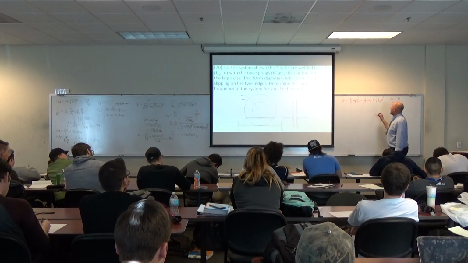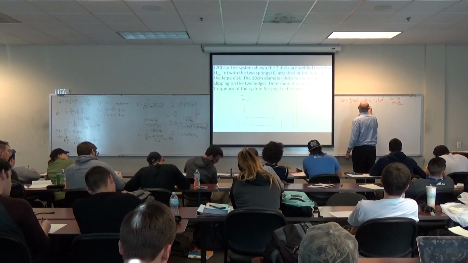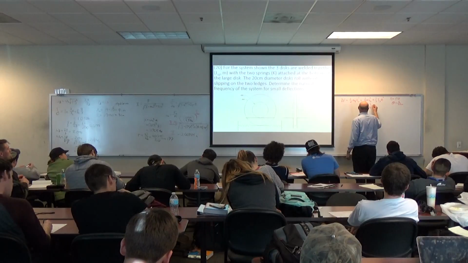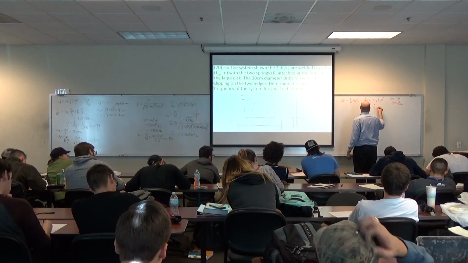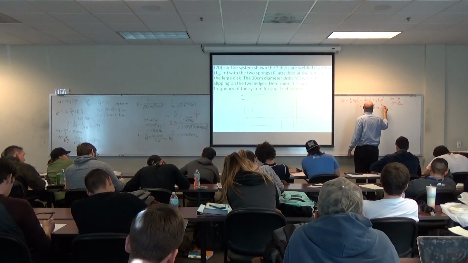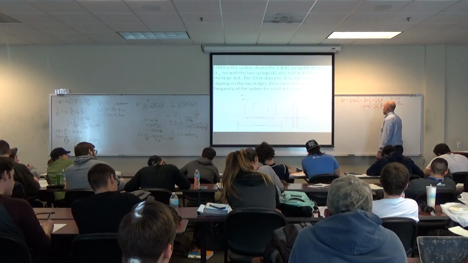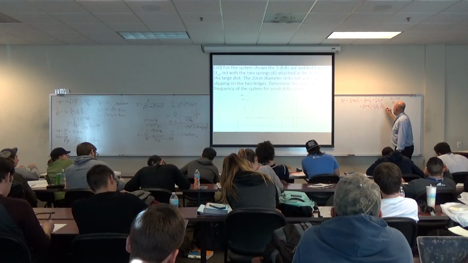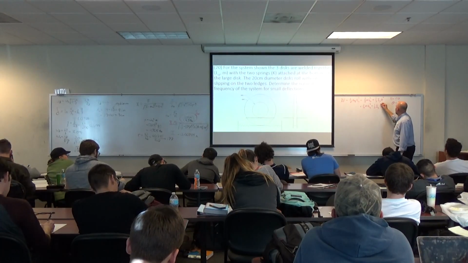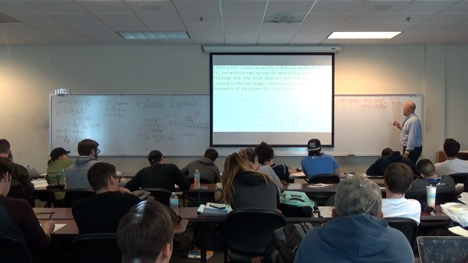And so we can plug things in. It's 1/2 M X_CG dot squared plus 1/2 J_CG times X_CG dot over 10 centimeters, which is 0.1 meters.